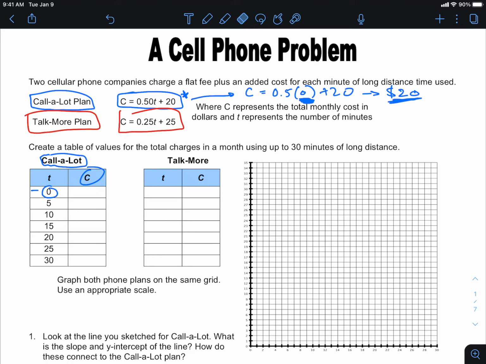We saw yesterday what that was called. We called this our y-intercept, or starting value, or constant. Okay, all three of those things were the same thing. They mean the same thing. Okay, does anybody have any questions?